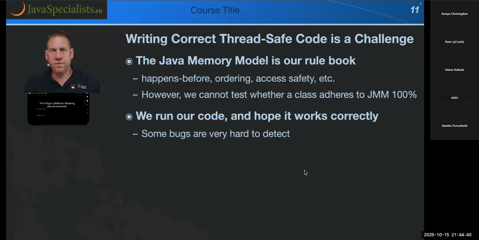First of all, we all know that the Java memory model is our rule book for how threads interact with one another in terms of memory, happens-before ordering, access safety, etc. The problem is that we can't take our class and give it to somebody to test whether or not our class adheres to the Java memory model 100%. We just have to run it and hope it works, right? And some bugs are very, very hard to detect.